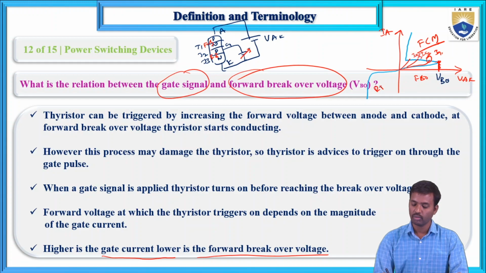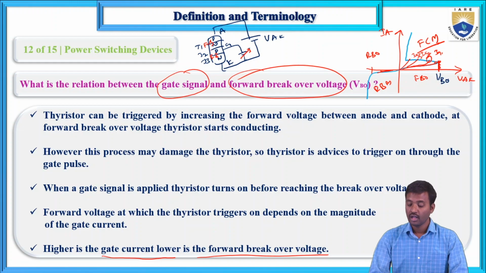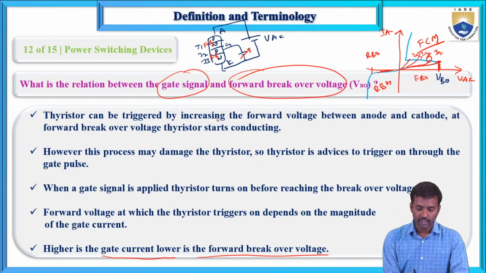This is the reverse blocking mode, with reverse breakover voltage and reverse leakage current. This is the forward leakage current. A thyristor can be triggered by increasing the forward voltage between anode and cathode, and at the forward breakover voltage it starts conducting.